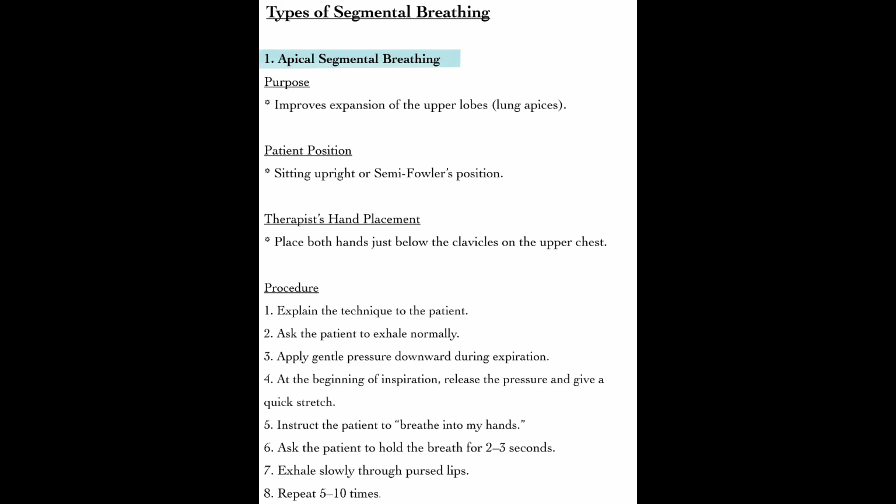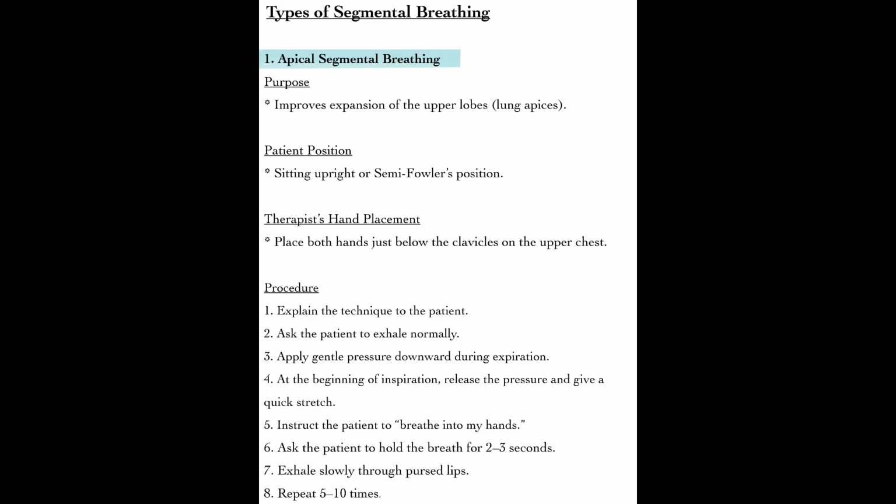First is apical segmental breathing. Purpose is to improve expansion of upper lobes, and patient position will be sitting upright or a semi-Fowler's position with the back supported. Therapist hand placement: place both the hands just below the clavicles on the upper chest.